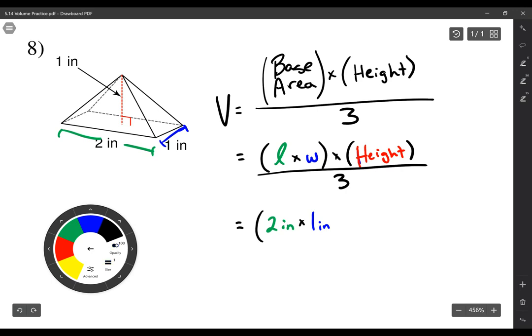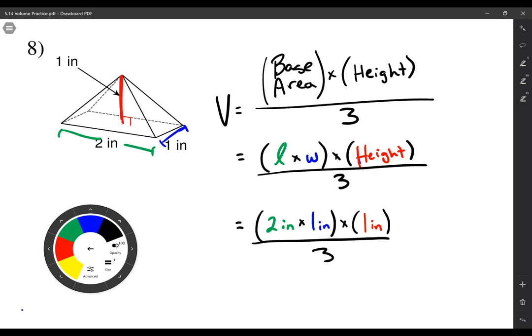And then obviously we have to factor in the height. Our height is this 1 inch right here as well. So when we multiply that by 1 inch, it looks like we have all the numbers we need other than that 3. So we'll fill that in right there. So the 2 times the 1 times the 1, we're going to end up with 2 in the front. And obviously the inches are all going to combine to be inches cubed.